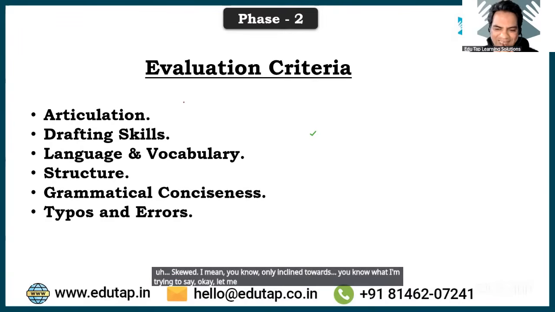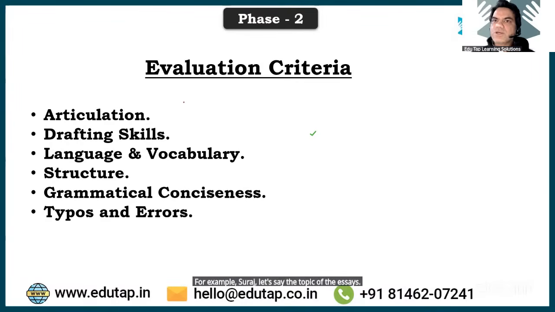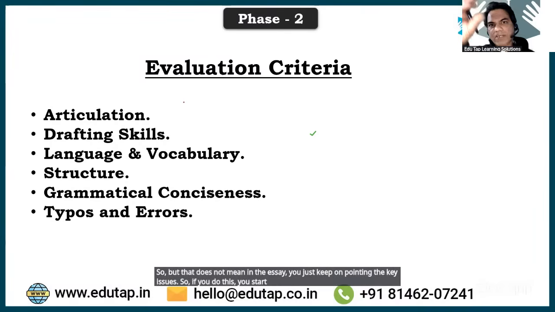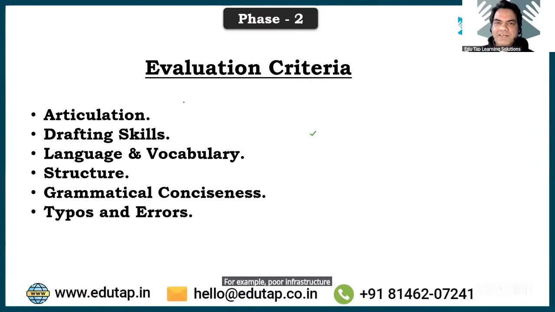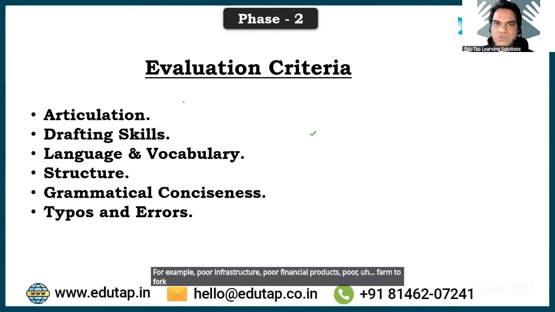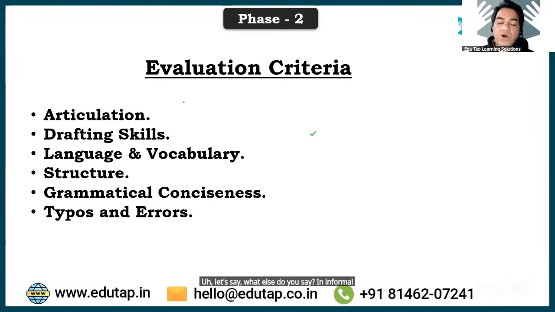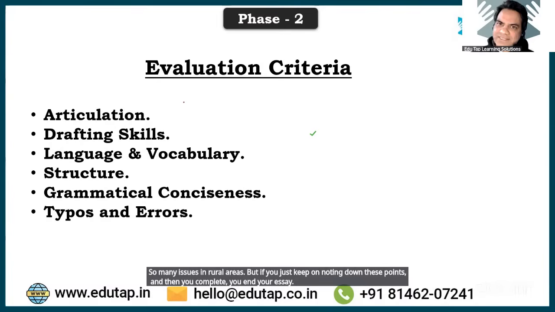Okay, let me give you an example. For example, Suraj, let's say the topic of the essay is the key issues in rural areas. Let's say the topic that was given to you, Priyanka, was key issues in rural areas. Now, there are numerous issues in rural areas, right? But that does not mean in the essay you just keep on pointing out the key issues. If you do this, you start your essay and then you start marking the key issues. For example, poor infrastructure, poor financial products, poor farm to fork chain, over dependence on monsoon, low income and vicious cycle of poverty. What else do you say? Informal economy, right? Money lenders. Then what else do you say? Poor usage of non-renewable resources of energy, then low education. There are so many points, right? So many issues in rural areas. But if you just keep on noting down these points and then you end your essay, do you think that's the essay that they're looking for?